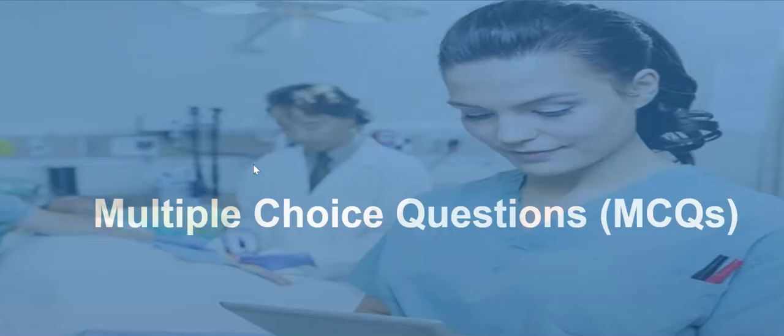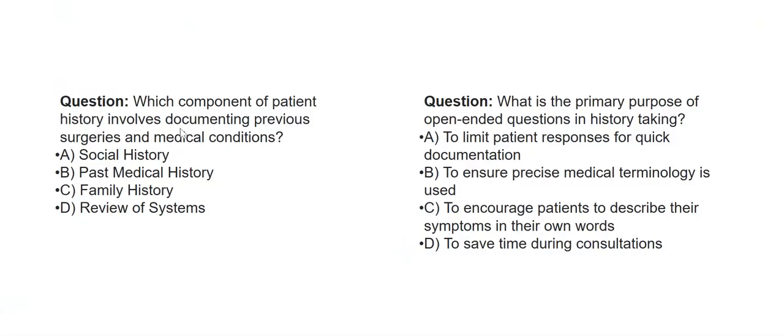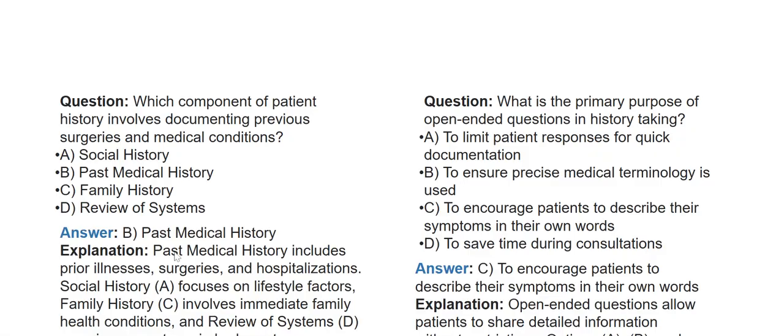Then next we will revise what we have covered via this lecture through some MCQs, or multiple choice questions. Question 1. Which component of patient history involves documenting previous surgeries and medical conditions? A. Social history. B. Past medical history. C. Family history. Or D. Review of systems. Definitely it's B, as past medical history includes prior illnesses, surgeries, and hospitalizations.